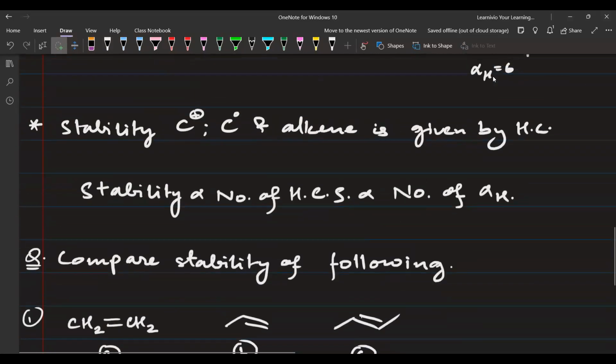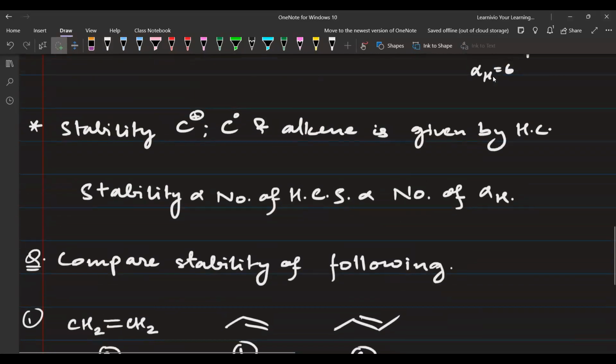Can I move on? सवाल दें हम? Yes or no? Please tell me, guys. Yes, sir.